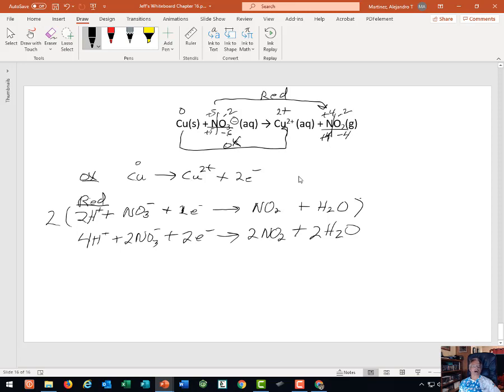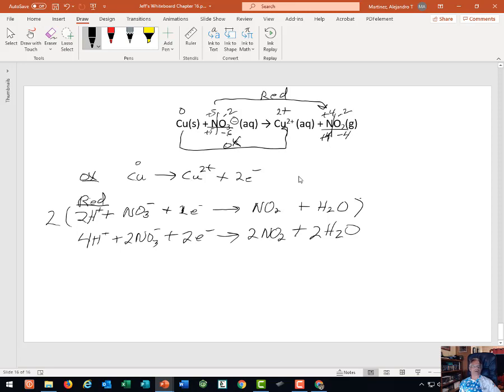So that's mass. Mass is balanced. Let's go ahead and make sure charge is balanced. I've got 4 times a plus 1, which is plus 4, plus 2 minuses, plus 2 minuses. A plus 4 plus a minus 4 is 0 net charge, same as the product side. So both mass and charge are balanced.